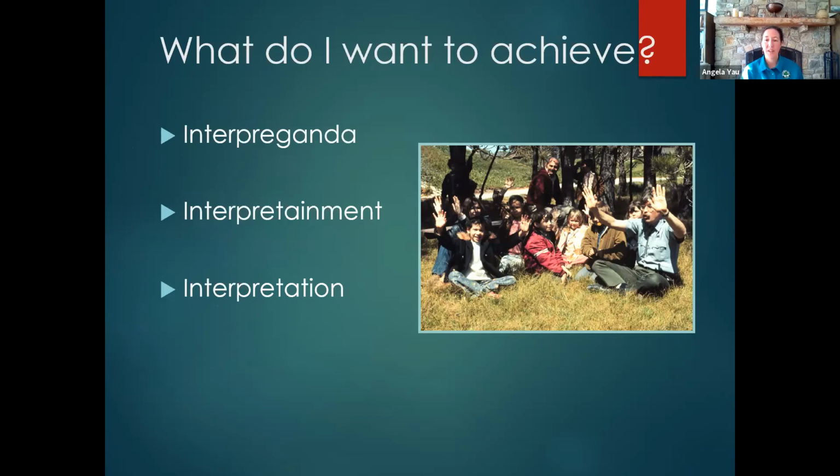We also want to think about what we're trying to achieve with our programs. Okay, we're generally not trying to do interpropaganda. Okay, we're not out there to promote a particular viewpoint. We're avoiding interpretainment, that it's just about entertaining. It's actually deeper than that. We actually want to aim on interpretation, which is connecting those pieces.